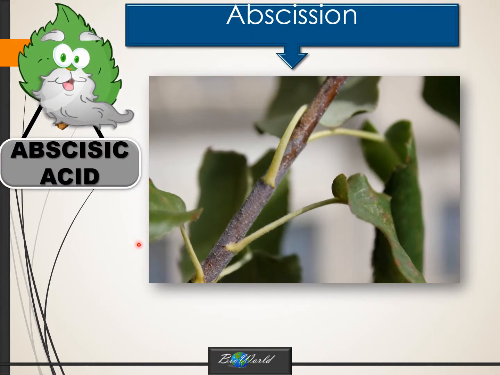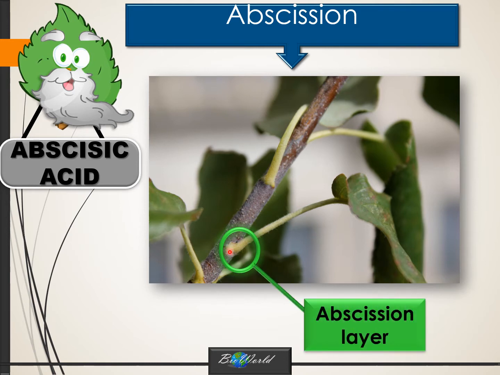Let me now explain the process of abscission in more detail. To understand abscission, we need to understand parts of the plant. This part here, where the stem of the leaf or stem of the flower or stem of the fruit is attached to the main stem, is called the abscission layer. Now the branch that attaches to the leaf, flower or fruit is called the petiole.